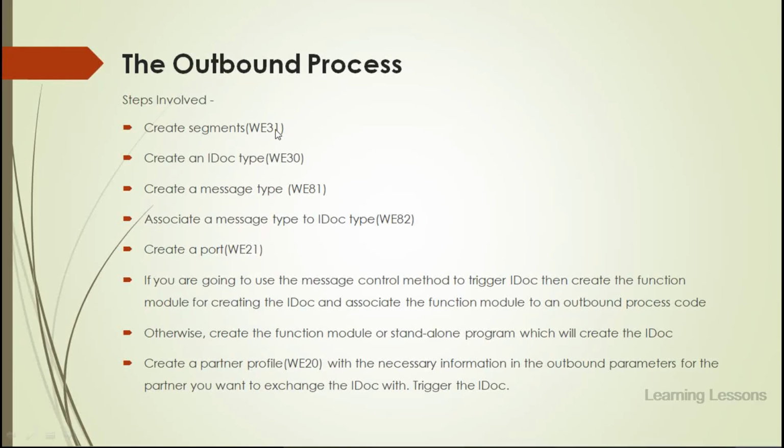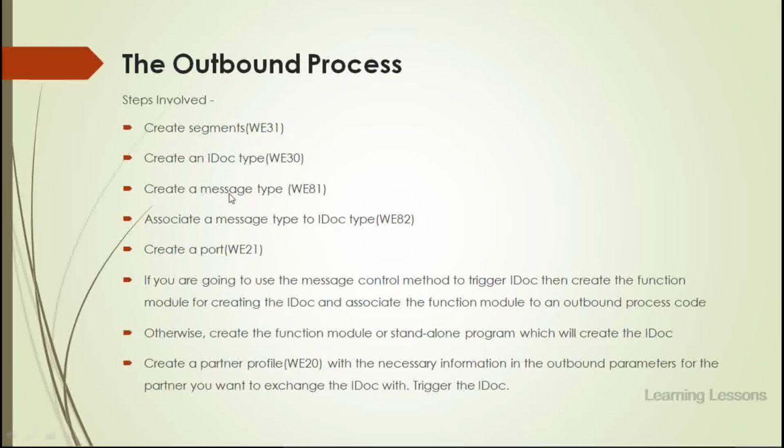WE31. Simply, we call it a structure; it looks like a structure, a combination of 10 fields, 12 fields. It's our wish. WE31. Then we have to create the IDoc type in WE30. An IDoc type is a combination of segments. We have to mention all segments in the IDoc type.